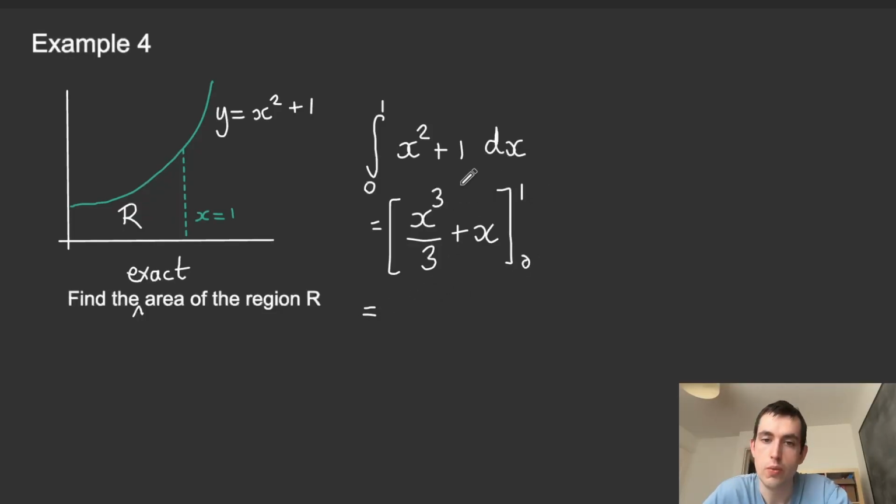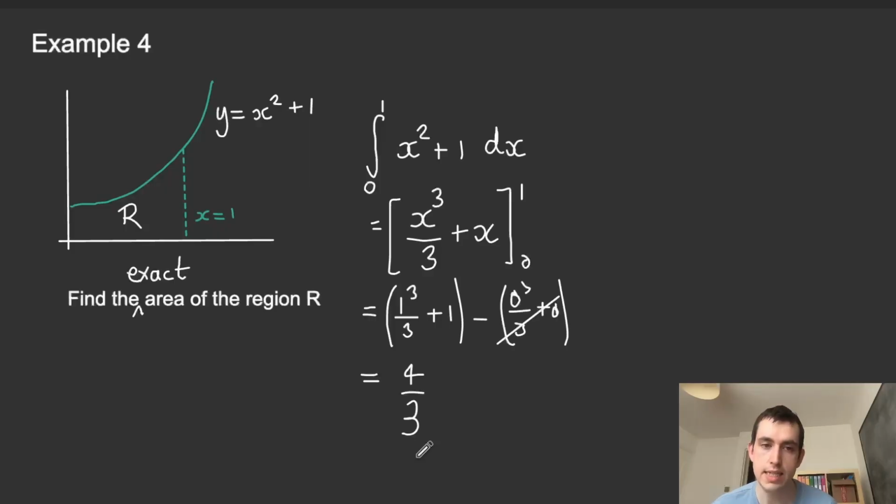We're then going to sub the 1 in here as x and then the 0 in. So 1 cubed over 3 plus 1. And then we're going to subtract 0 cubed over 3 plus 0. Which, yes, is 0, but I'll write it down anyway. This gives us our final answer of 4 over 3. Now, by guessing or by counting squares, you would never be able to say it's exactly 4 over 3. So this is the power of integration. It tells us exactly what that area is going to be, right down to the very last decimal place.